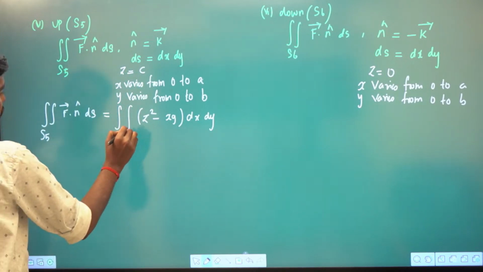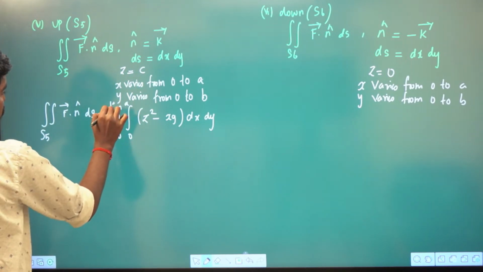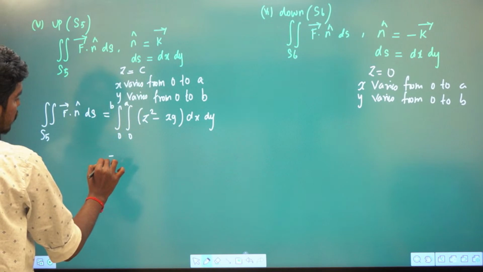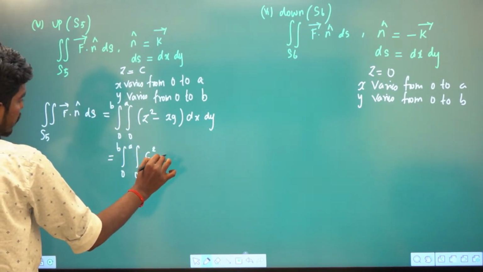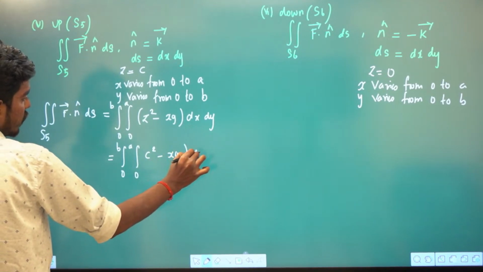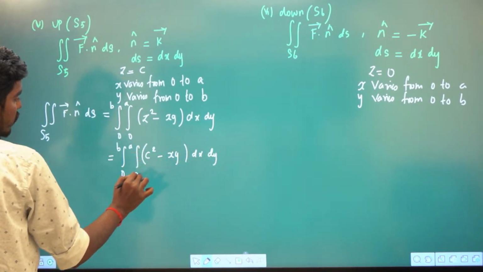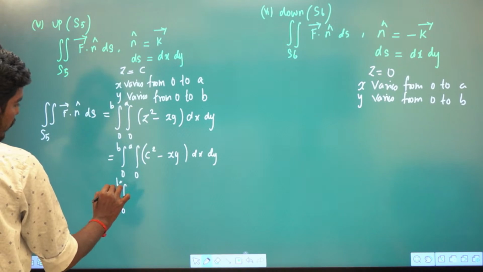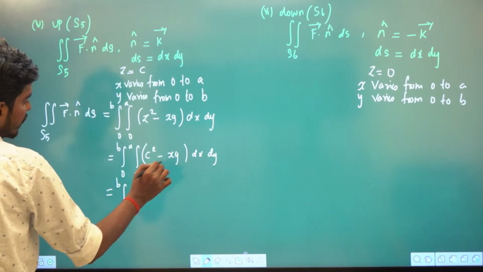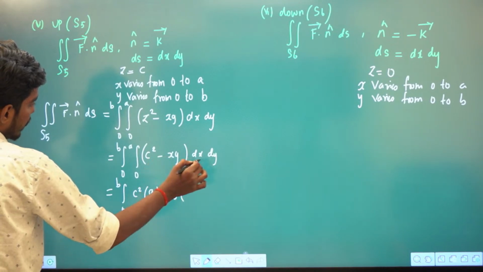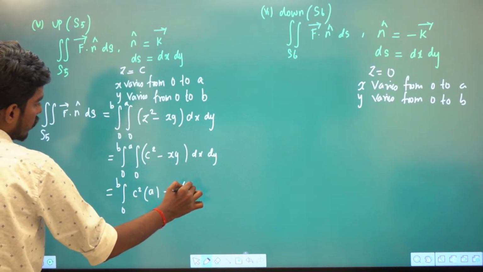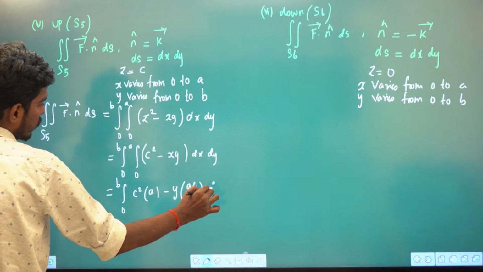And we know x varies from 0 to a, y varies from 0 to b, and z is c. This will be 0 to b, 0 to a, c square minus xy dx dy. So integrate this. 0 to b, c square is constant. Integration of dx is x, upper limit is a. And here y is constant. Integration of x dx is x square by 2, upper limit is a square by 2 dy.